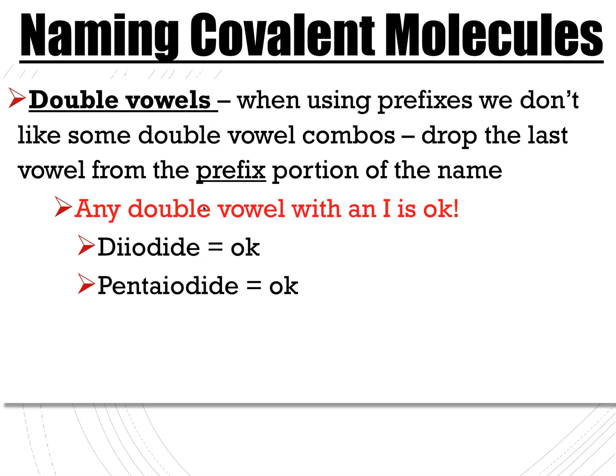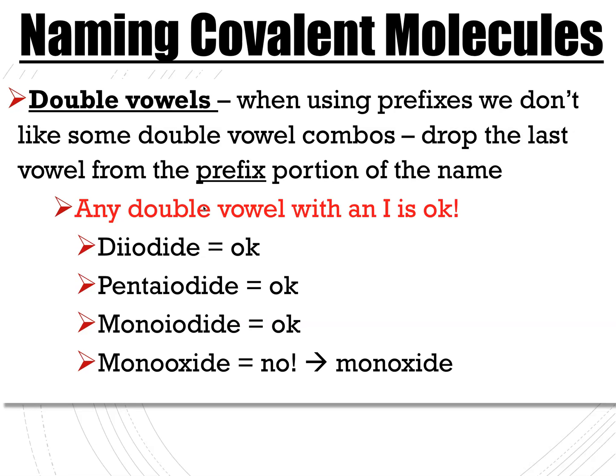Pentaiodide. The A and the I are a double vowel, but that's okay. Monoiodide, the O and the I, that's fine. But monooxide doesn't work. We don't put 2 of the same vowel together. So it's monoxide, like in carbon monoxide.